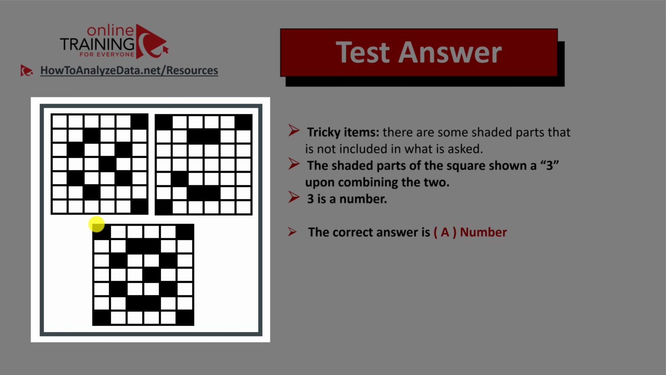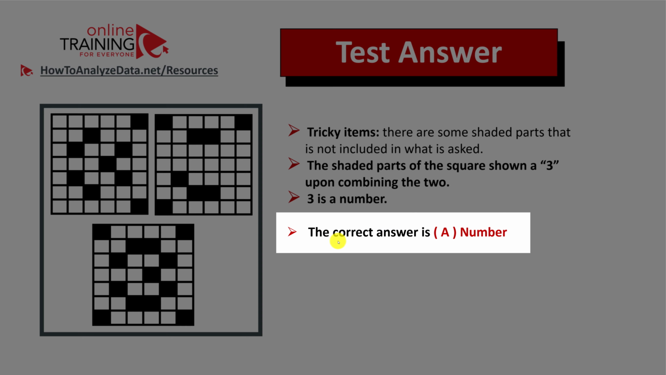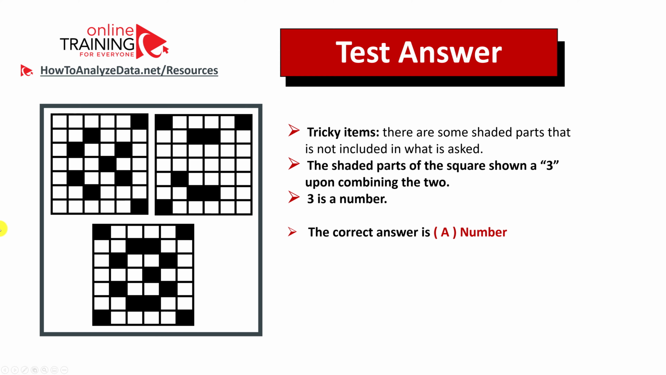But upon combining both rectangles, you can see that you formed a 3, and 3 is the number. So the correct choice here is choice A, number, and you can visualize 3 in the bottom rectangle. I'm going to trace it here so you can see it. And these are the confusing items right in the corners, so make sure to watch out for those as well. Hopefully you've nailed this question and now know how to answer similar problems on the test.